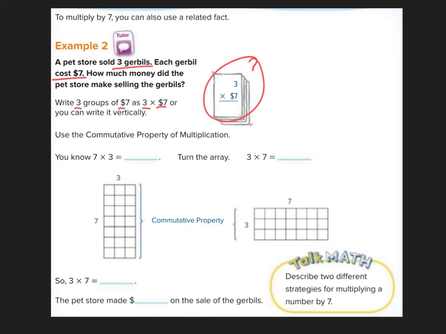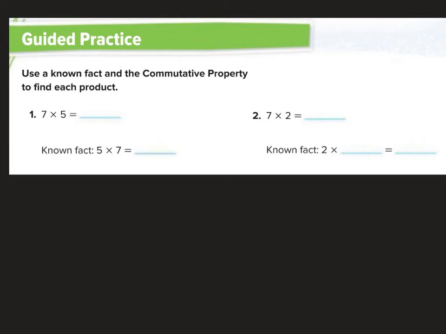So if I have 7 times 3, that is 7 plus 7 plus 7, or 21. If I turn it right on its side, I would still get 21, right? That's why the commutative property works. If I have the array standing tall or on the side, it's still the same array, still worth the same amount. So 3 times 7 is 21. The pet store made $21 on the sale of gerbils.